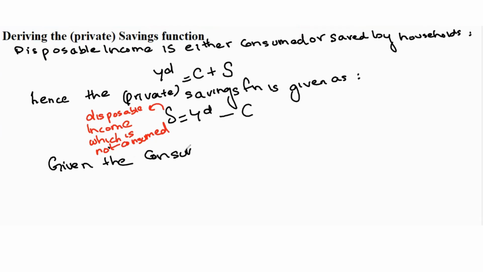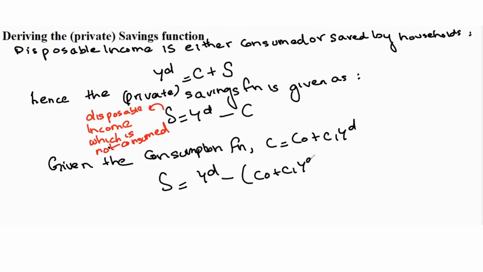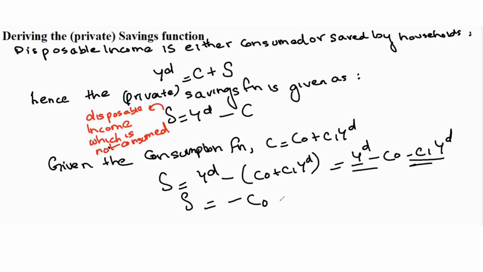So we're given this consumption function, C is equal to C naught plus C1 YD. Then we can plug this here. So this becomes YD minus C naught minus C1 YD. Right, so we can simplify this as minus C naught. Now, if I collect the like terms, if I factor out a YD over here, this becomes plus 1 minus C1 YD. Obviously this is basically the private saving function as a function of YD.